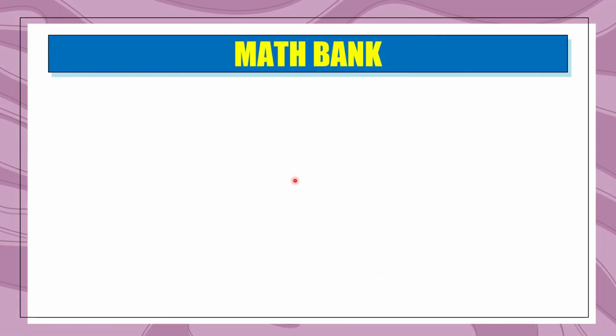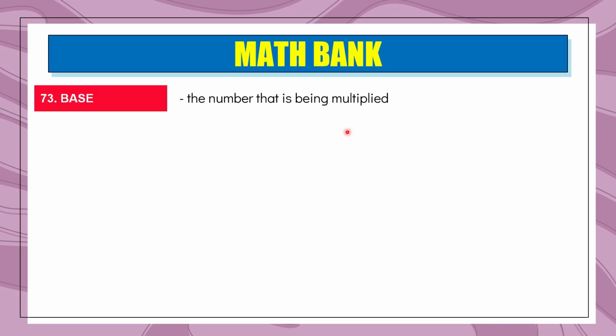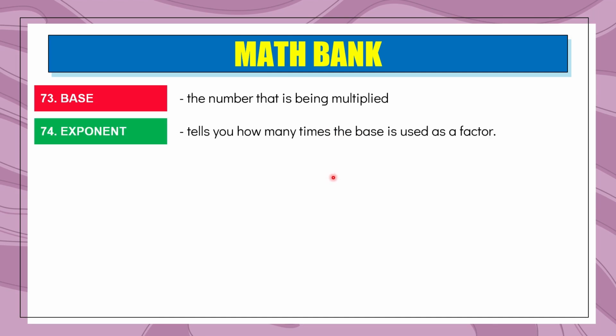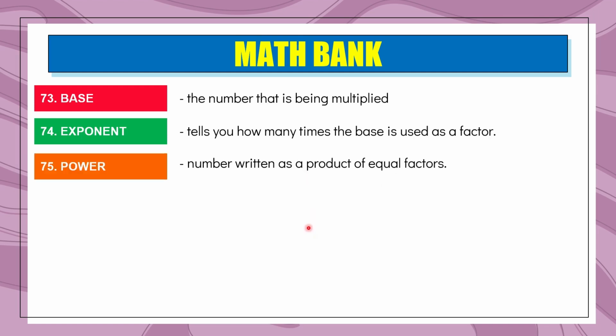Let's see if you understand the lesson. Kindly identify the concept being defined. It is the number that is being multiplied in your exponential notation. This is, of course, your base. Good job. Next, what about this one? It tells you how many times the base is used as a factor. Okay, great. This is your exponent. Lastly, it is the number written as a product of equal factors. Great. This is your power.